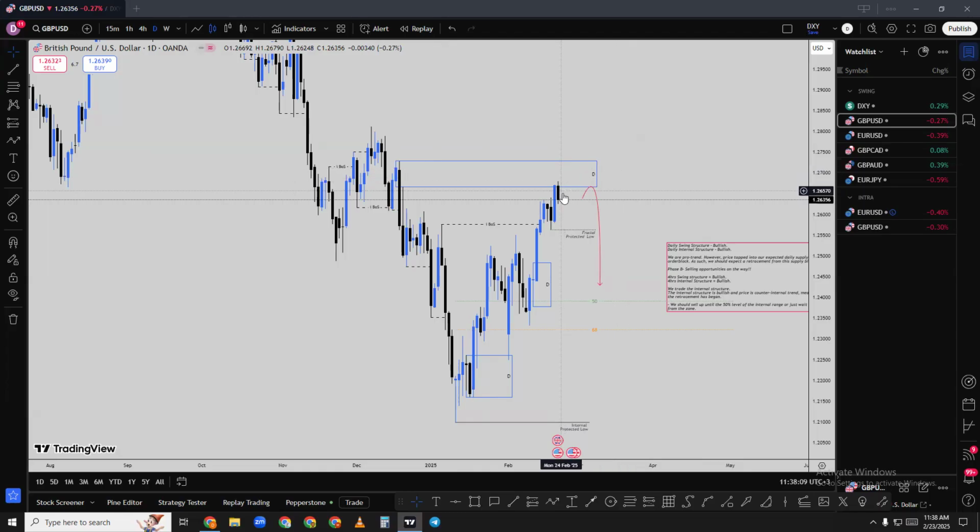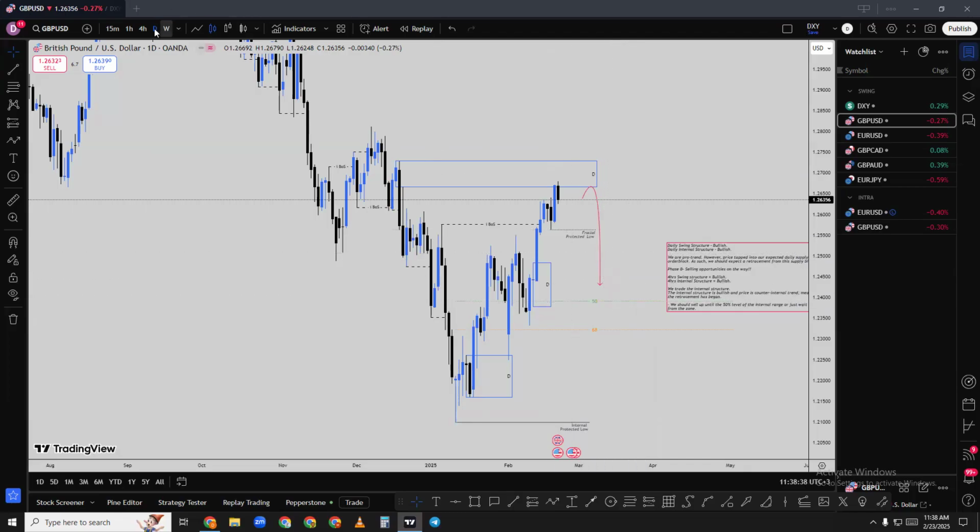So from here, what we can then expect is for us to sell, or for that retracement move to kick in all the way to the 50% level. And on the 50% level, what we can see is that we have that daily unmitigated demand level. Yeah, so we should expect to sell all the way to that.